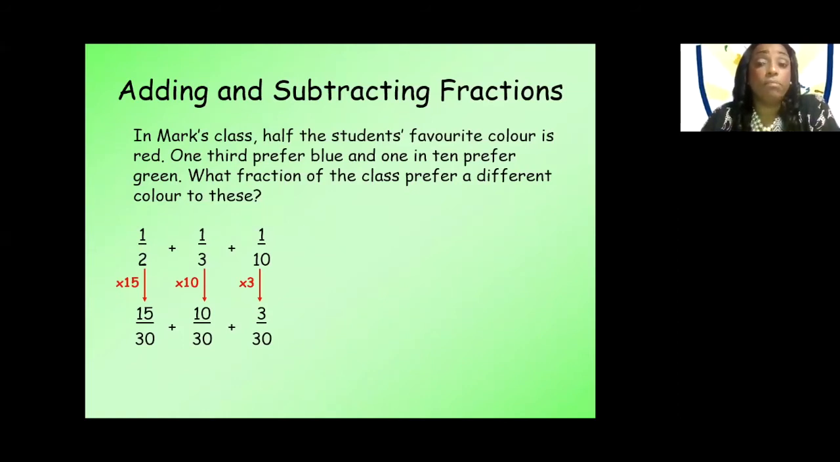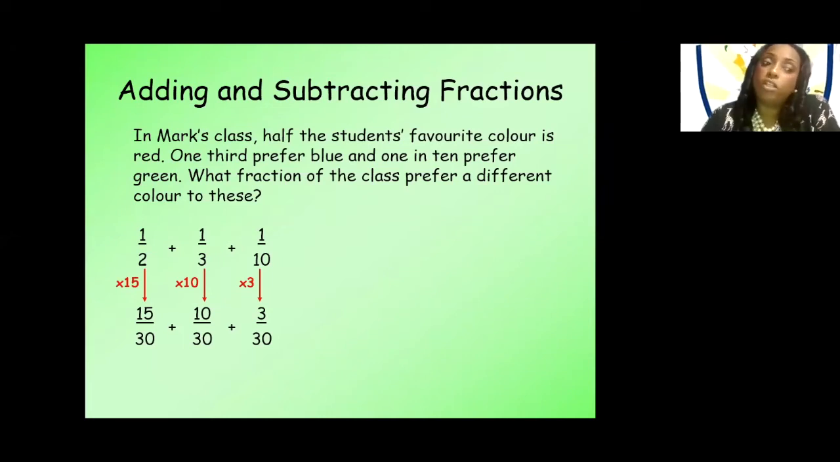That can create a problem, because guess what? The multiple that you choose may not be the lowest, okay? So be careful and ensure that you are not skipping over any numbers, okay? So now my multiple of 2, 3, and 10 is 30.